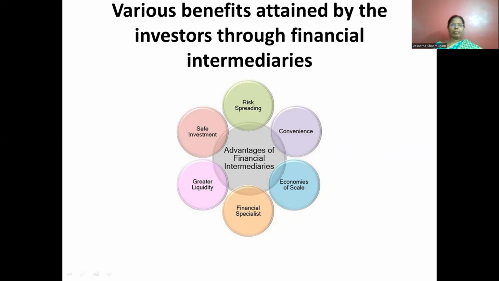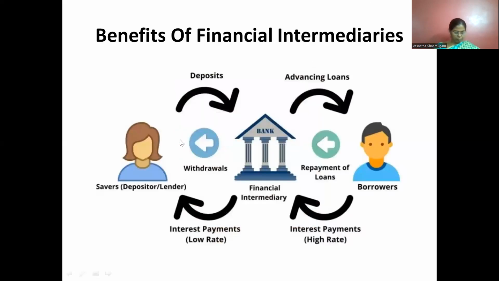The next important aspect is convenience. What is meant by convenience? Funds are spread across a diverse range of investment types. Diversified portfolios spread out the risk of capital loss. So that is one of the important aspects.